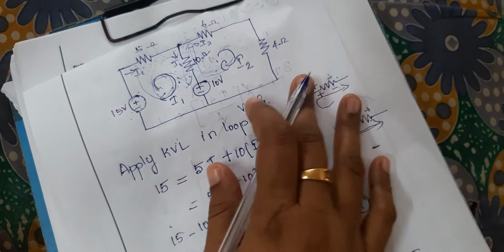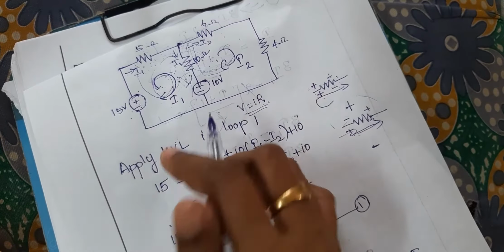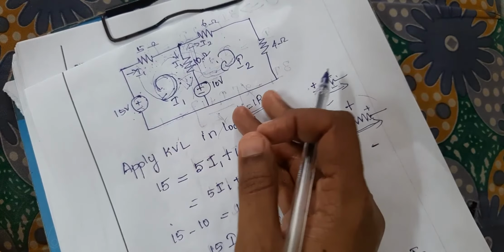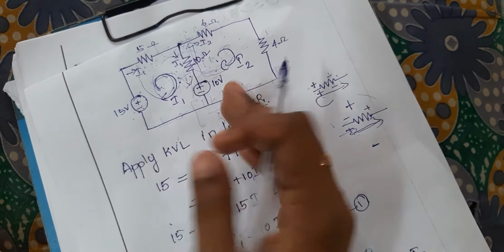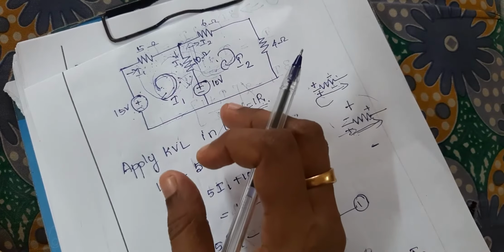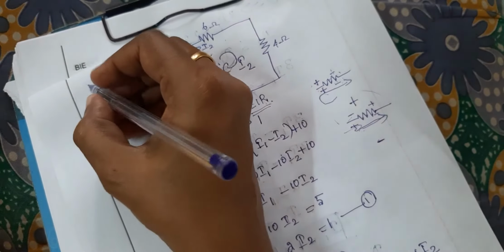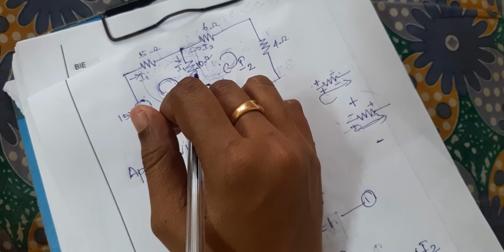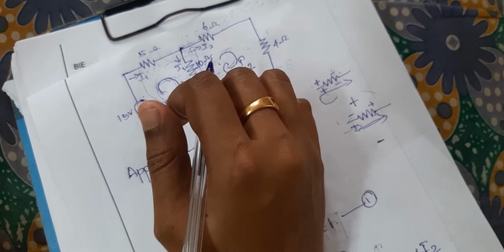What is mesh analysis? Here a loop is a closed path. A mesh is a loop that does not contain any other loops. Mesh analysis is applied using the KVL method. For mesh analysis we are using Kirchhoff's voltage law.